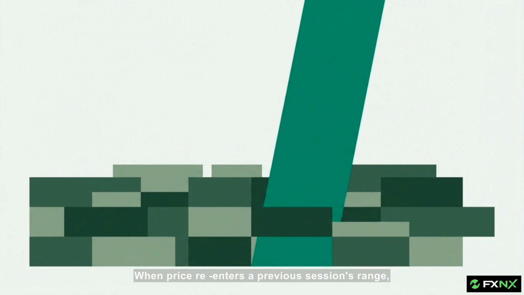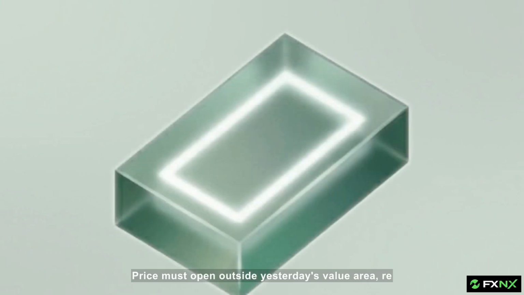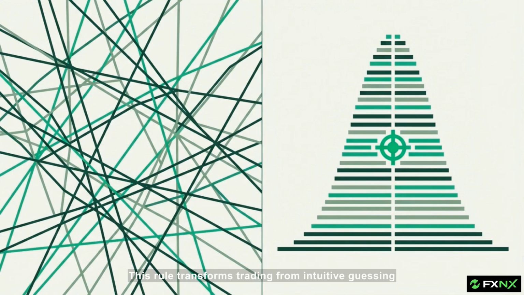When price re-enters a previous session's range, it often triggers a highly reliable statistical anomaly, the 80% rule. Price must open outside yesterday's value area, re-enter it, and sustain trading inside for 2 consecutive 30-minute brackets. Once met, there's an 80% probability price traverses the entire gap to hit the opposite side. This rule transforms trading from intuitive guessing into the execution of a verifiable statistical probability.